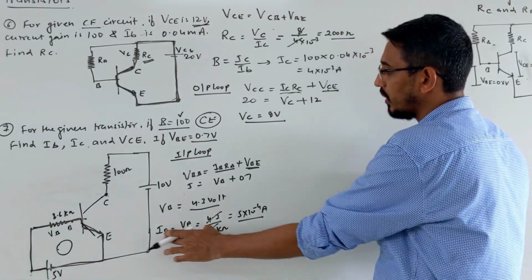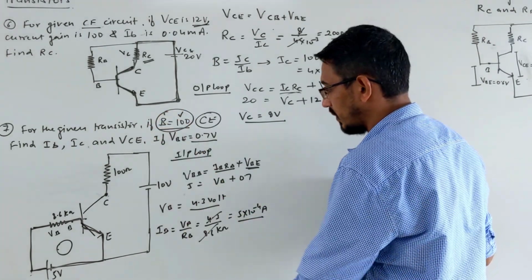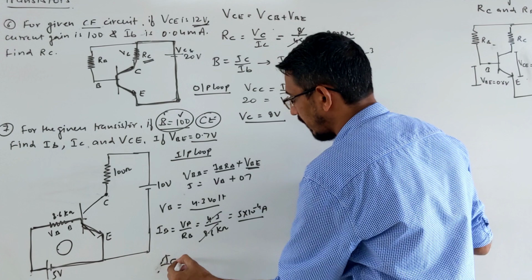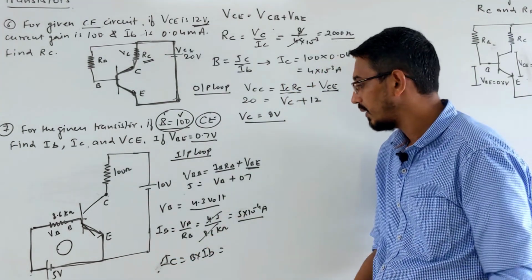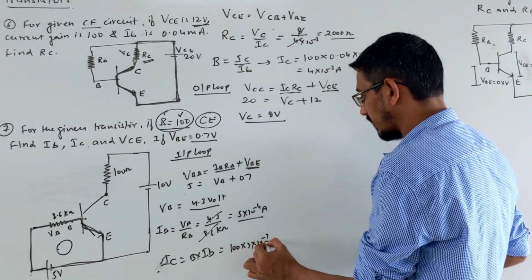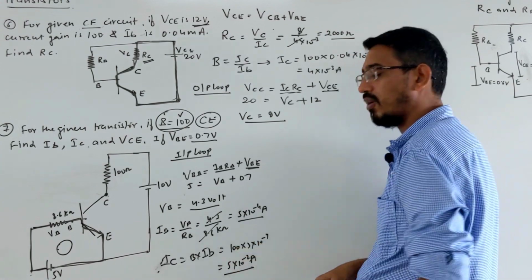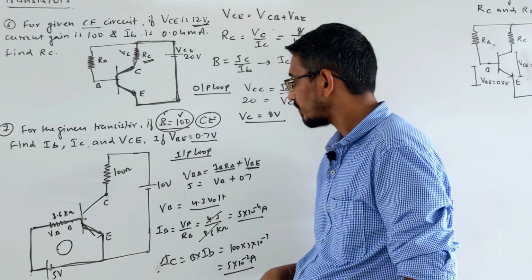Then we know the input current, and we know beta. Let's find the output current. The output current IC will be beta times IB, right? I am writing the current gain formula. Beta is given as 100, and IB is 5 into 10 power minus 4. So 5 into 10 power minus 2 ampere, that's your output current. Okay, we know the output current.